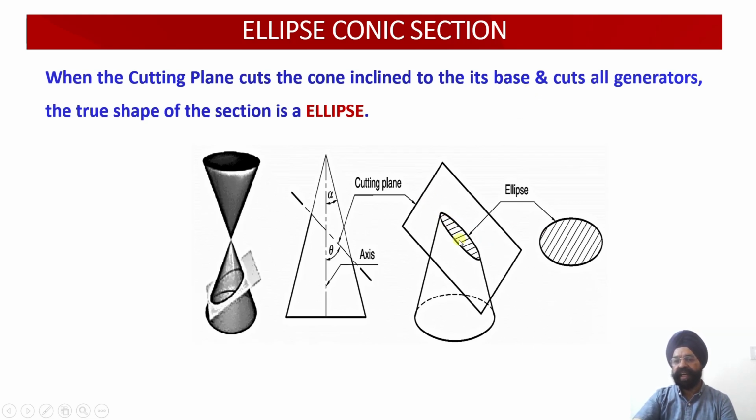Next, if the cutting plane cuts the cone inclined to the base and it passes through all the generators, the resultant true shape of the cut section is an ellipse. This we have already seen in our previous discussion in this lecture. There is one question also in the tutorial, which we are going to see in the subsequent lectures. So the true shape of the cut section will be an ellipse, and obviously it won't be obtained in the top view. It will be obtained on an AIP which will be parallel to this particular cutting plane or the cut section. So this will be your true shape.